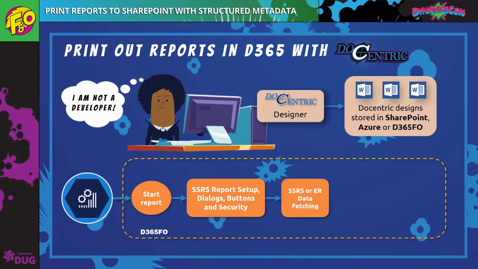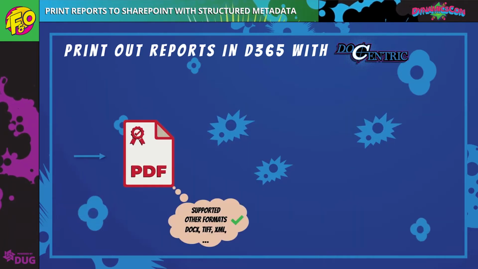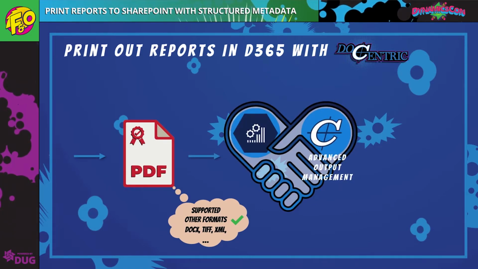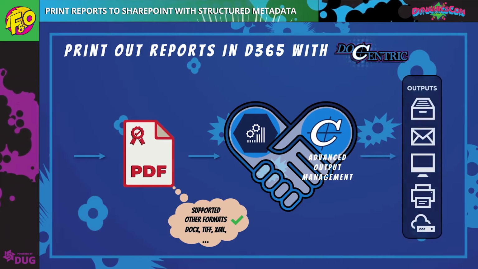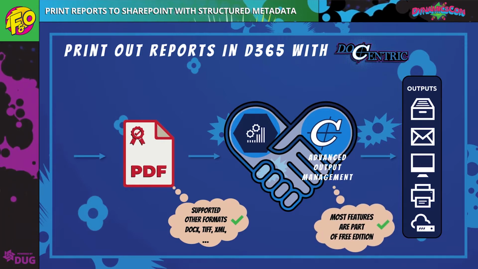Then we fetch the data, either from the standard SSRS or electronic reporting data sources, and pass the data to the DoCentric document generator along with the DoCentric designs. And once the final document is generated, you can send it through our advanced output management to the desired print destinations, such as print archive, email, screen, printer, or to any other application. And it doesn't matter if the document is being generated in the standard way using SSRS or using DoCentric. And the best thing here is that most of the output management features are completely free.